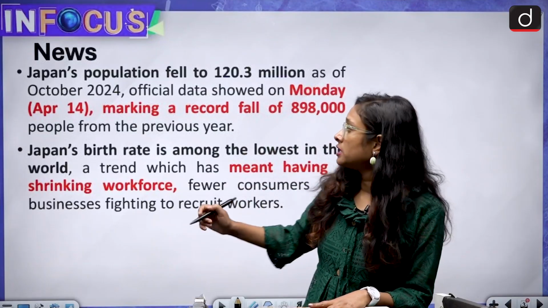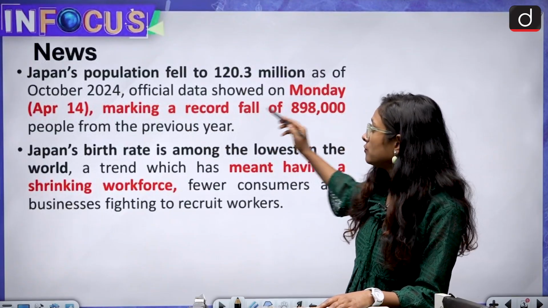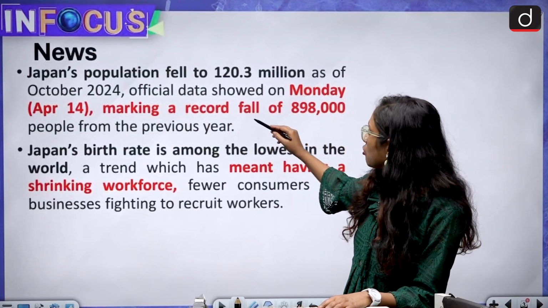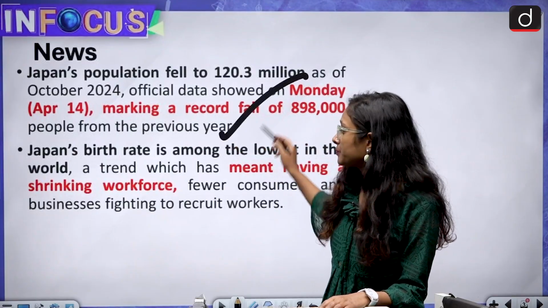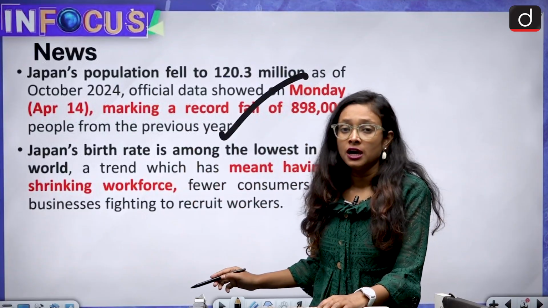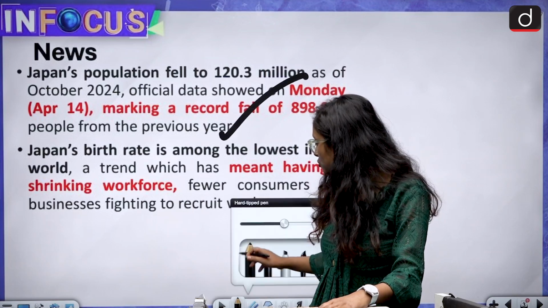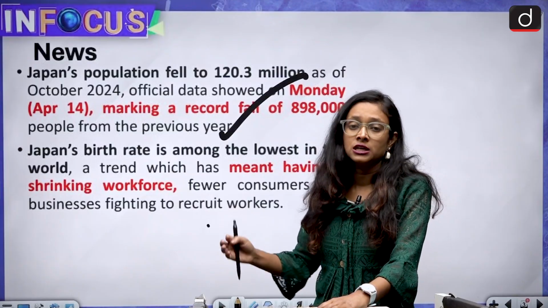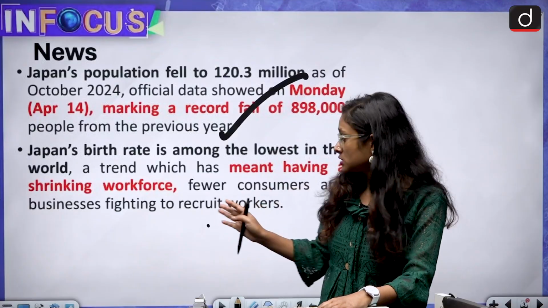So this is the news: Japan's population fell to 120.3 million as of October 2024. Official data showed this marks a record fall of 898,000 people from the previous year. Japan's birth rate is among the lowest in the world. And this is a matter of concern because it will have a huge impact on economic growth, the workforce, and the sustainable economy.